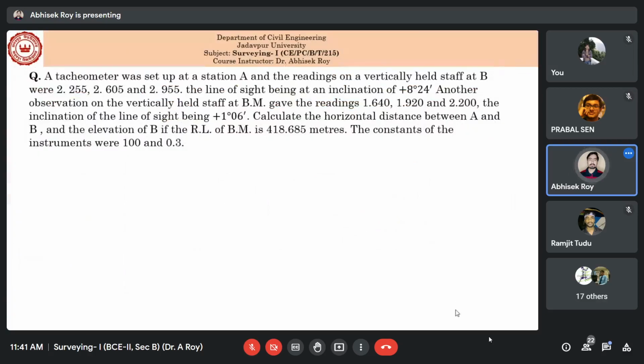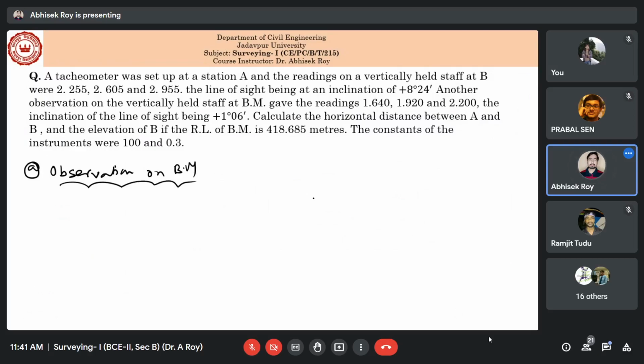So first we will see our first point. So first is our observation on benchmark. Observation on benchmark.